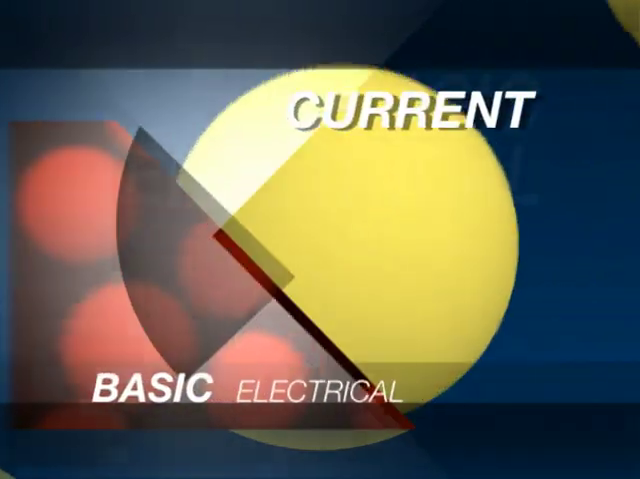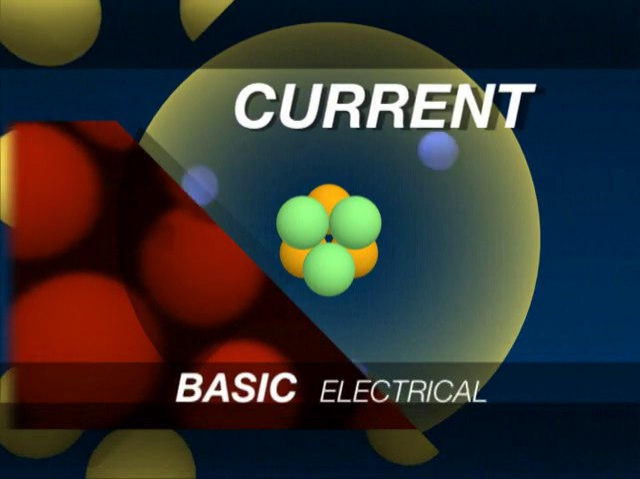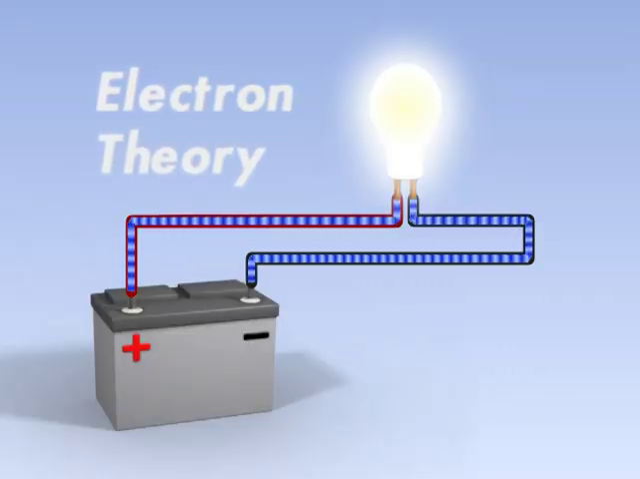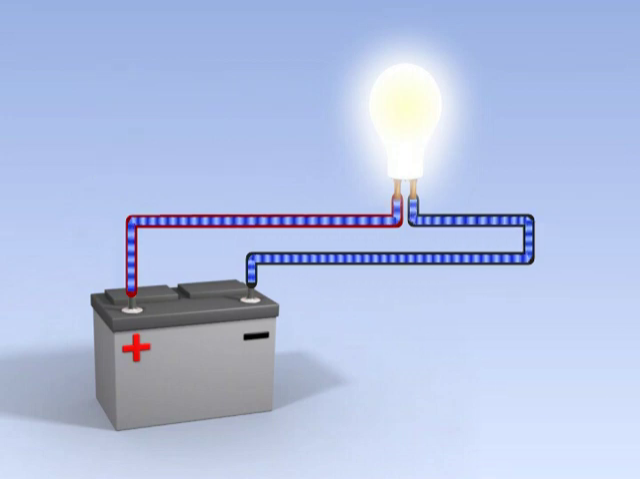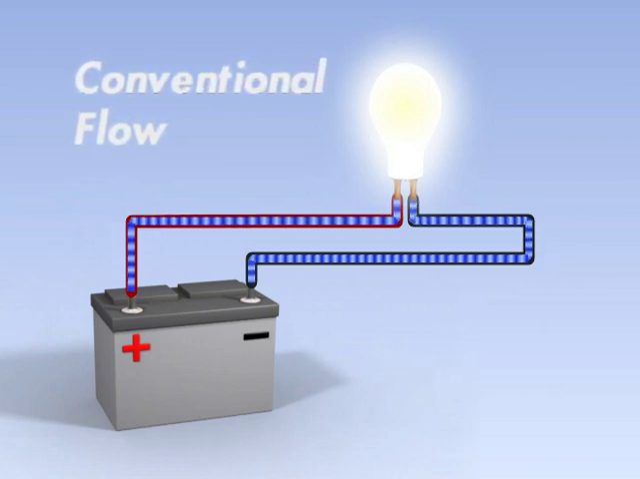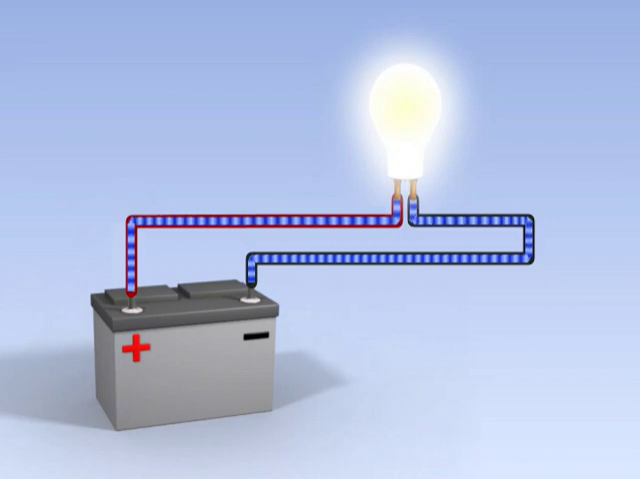There are two ways to describe current flow: electron theory and conventional flow. Electron theory states that current flows from negative to positive. This is the scientific explanation for what actually occurs. Conventional flow states that current flows from positive to negative. This way of thinking is mostly used when performing diagnostics work. While both are valid ways to describe current flow, conventional flow will be shown for the remainder of this video.